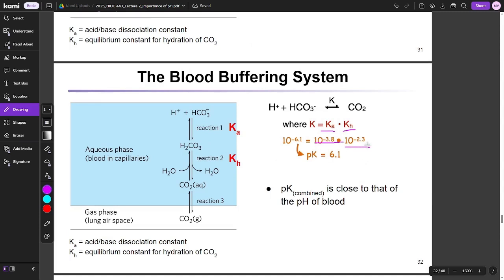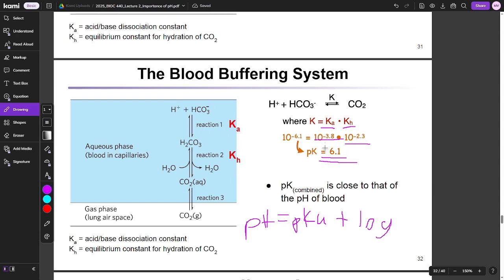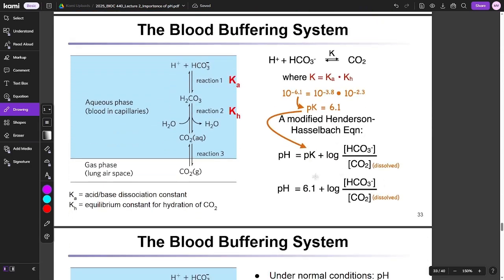I've never had them ask a question on this. They'll ask you questions on the actual blood buffering system itself, and they might ask you to calculate what's going to happen to the pH if you add this much acid. In that case, you just use Henderson-Hasselbalch, and instead of the pKa, you use this value. So pH equals pKa plus log of base over acid, and for base over acid, in that case, it would be here.